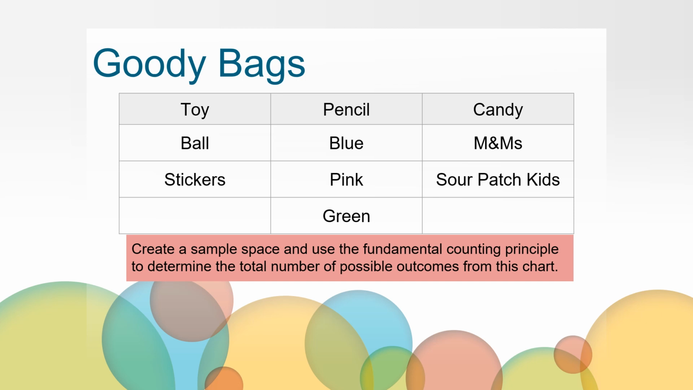Now let's go back to our goodie bag scenario. You want to make goodie bags and need to put only 1 toy, 1 pencil, and 1 candy in each bag. How many different combinations are possible? Create a list or tree diagram from this chart and then check your work by using the fundamental counting principle to see if you arrive at the same number of possible outcomes. You'll have a couple minutes to create that sample space.